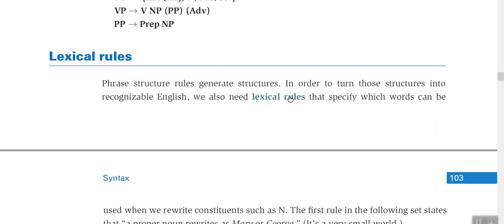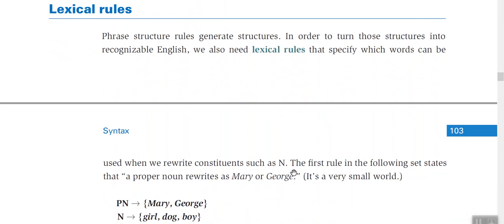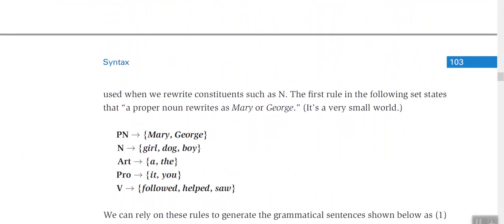Generate structures. In order to turn those structures into recognizable English, we also need what? Lexical rules. What do the lexical rules do? They specify which words can be used when we rewrite constituents such as noun, for example. The first rule in the following set states that a proper noun rewrites as Mary or George. Okay, so it's very easy. So proper noun. What is a proper noun?